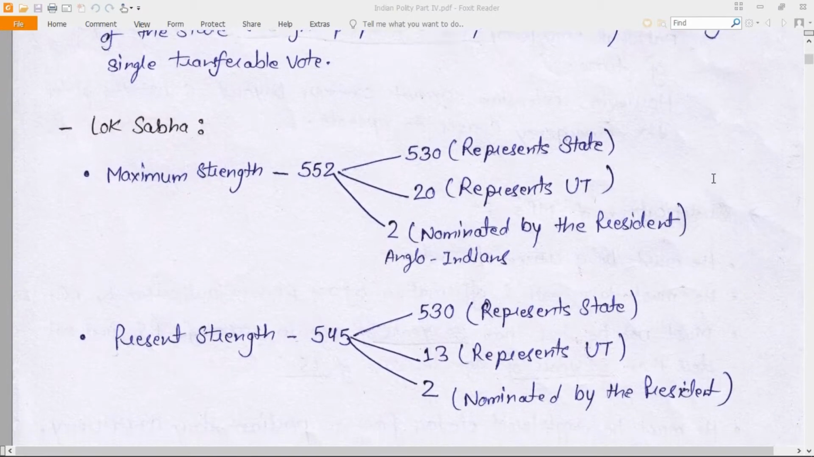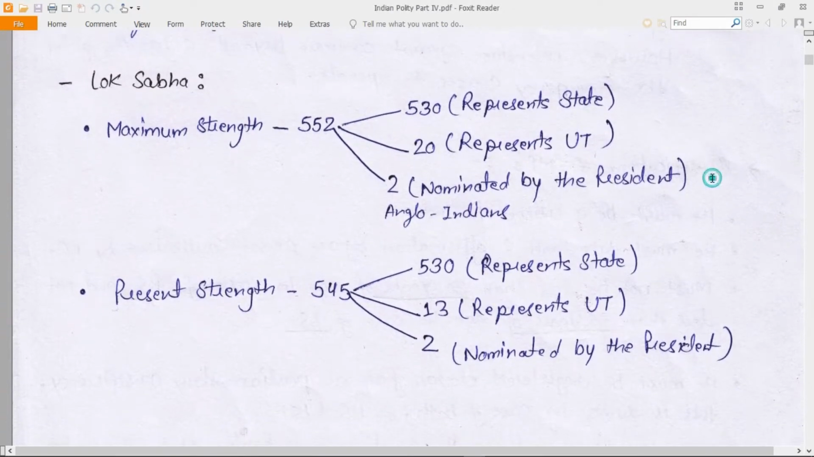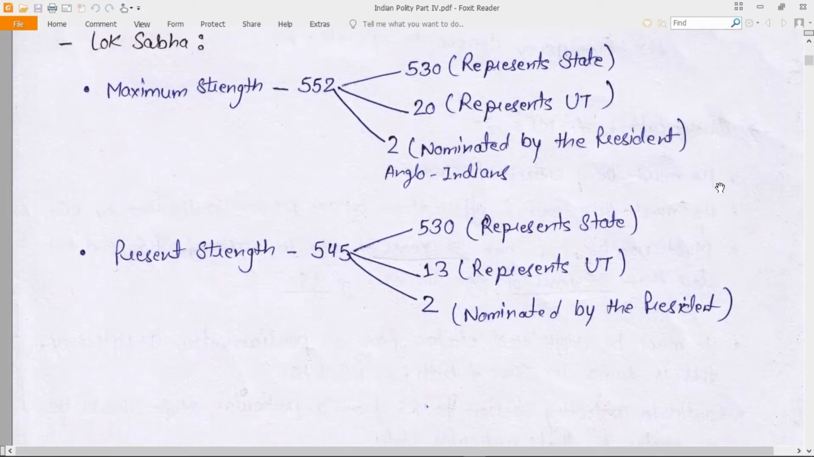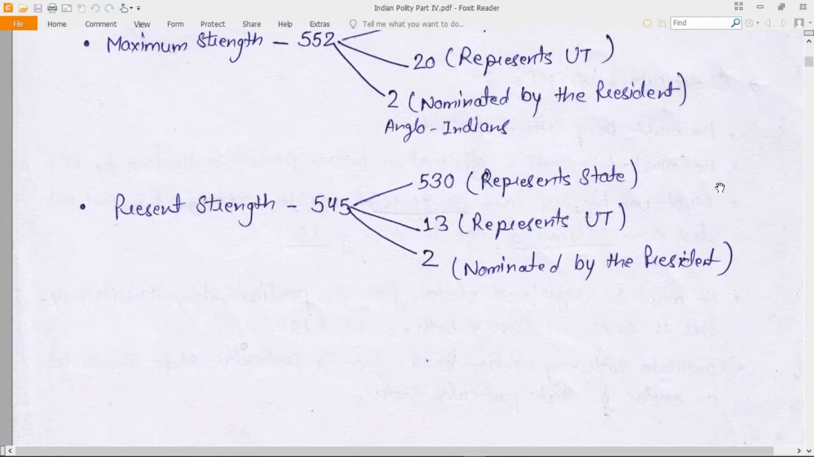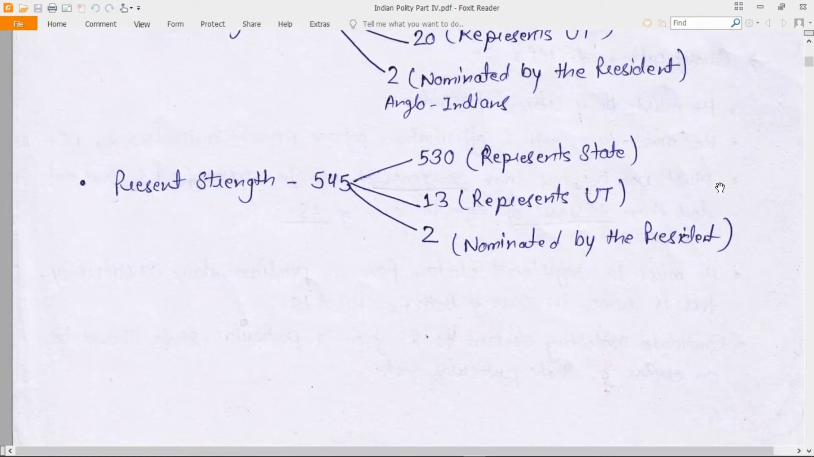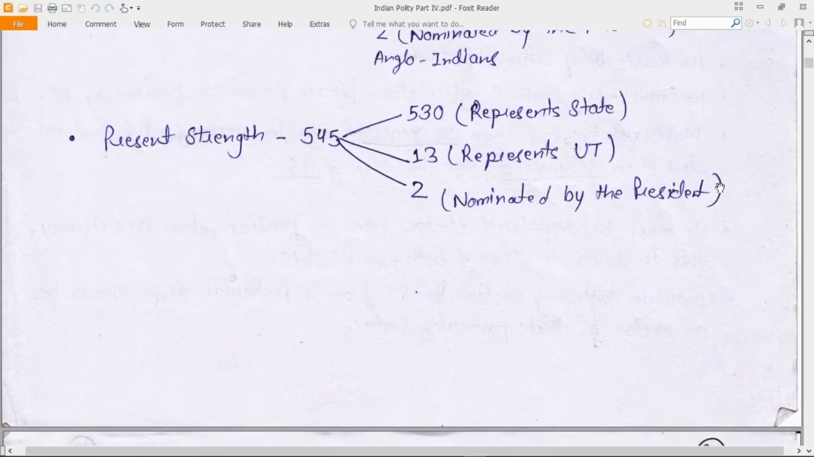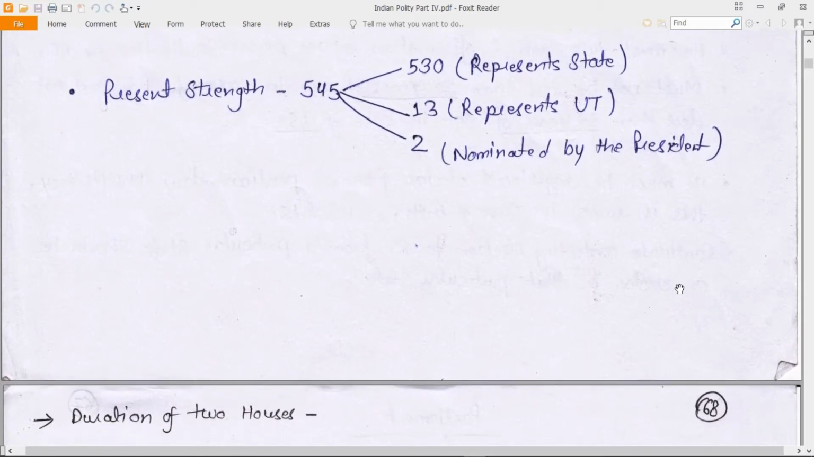Now, what is the strength of Lok Sabha? The maximum strength of Lok Sabha is 552. 530 represent the states, 20 represent union territories, and 2 are nominated by the President, who are known as Anglo-Indians. Now, what is the present strength of Lok Sabha? Maximum is 552, present strength is 545: 530 represent states, 13 represent union territories, and 2 are nominated by the President.